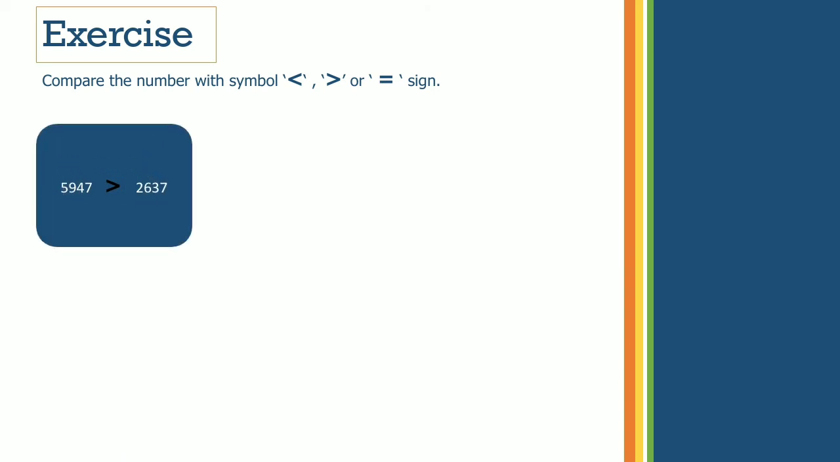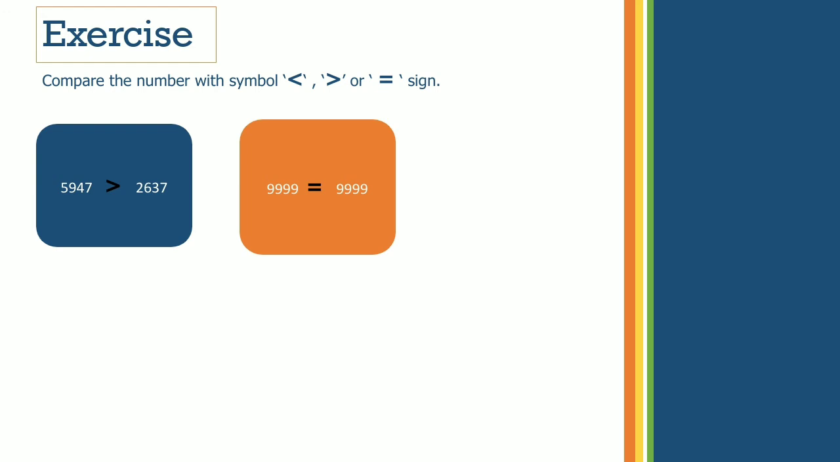Exercise. Compare the numbers with the symbol less than, greater than or equal to. Look at the first example. 5947 and 2637. Here we compare both the thousands places, that is 5 and 2. 5 is greater than 2, so we write 5947 is greater than 2637.